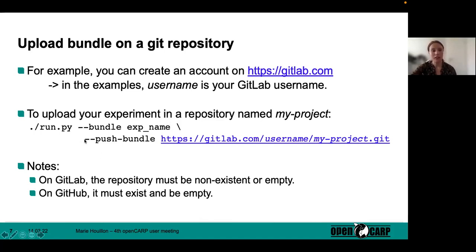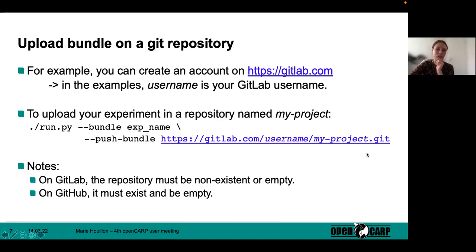In addition, you have to use the push bundle option and give the path to the repository where you want to upload your experiment. By doing this, the bundle will be uploaded to GitLab. In addition, an MIT license file will be added to the bundle so that you have a base for licensing your experiment.